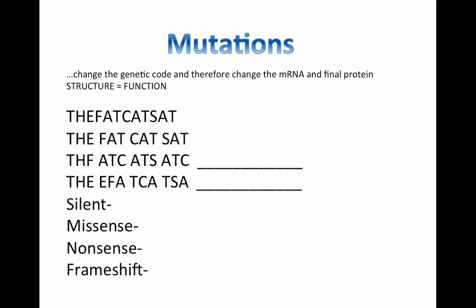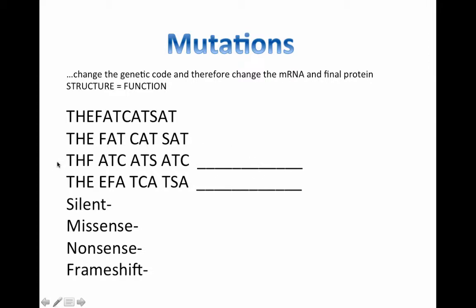So let's take a look at these. This is my favorite way to look at it. The code is supposed to be 3 letters. That's called a what? A codon. So here are 4 codons, the fat cat sat. And we're going to separate them out into codons. What happens if you get this? What have you lost? And I put this so you could write it in.